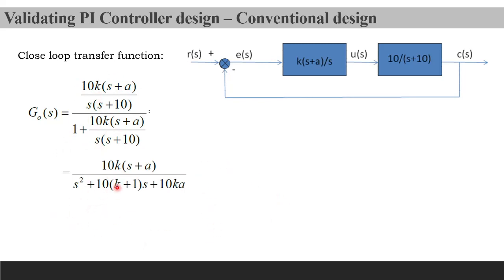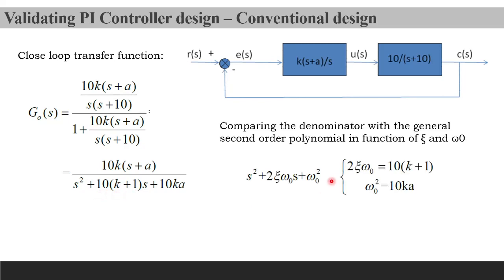And now we can compare it with our standard second order equation, which was in terms of zeta and omega n, to find out these values of k and a. This is an alternative method. But of course, if you are using root locus design, then you must use those sketching techniques and all of that stuff.